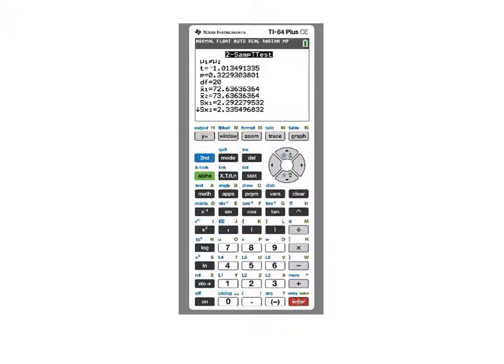This gives me the test statistic of negative 1.013 and p-value of 0.323, degrees of freedom 20, and the rest of the numbers that we saw on the previous slide. So that's how you can use the TI-84 to do the work for you, and all you need to do is interpret this result and state the conclusion.